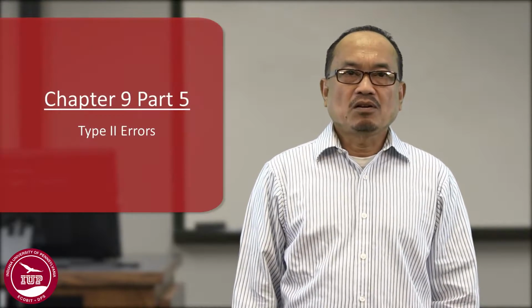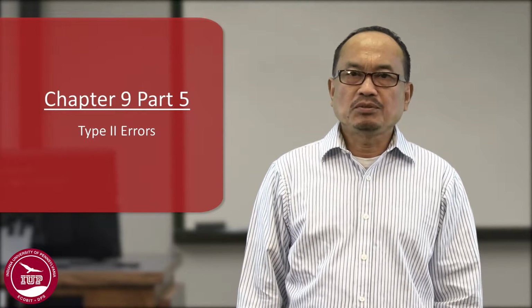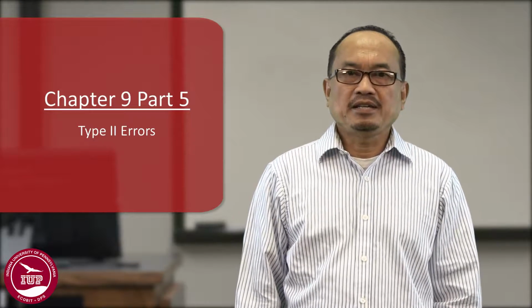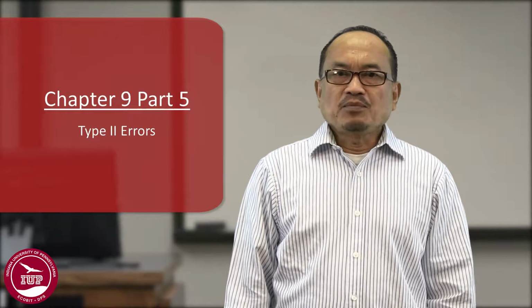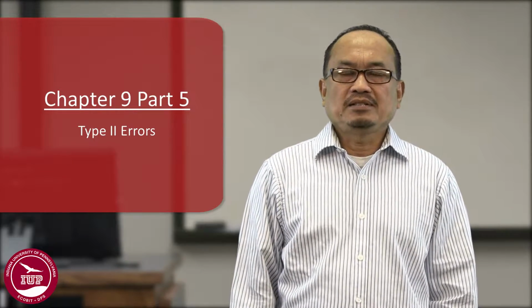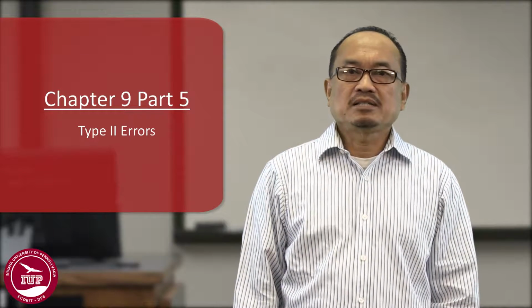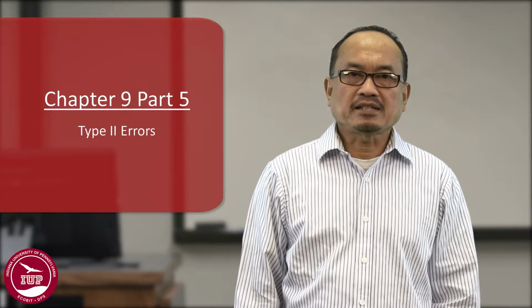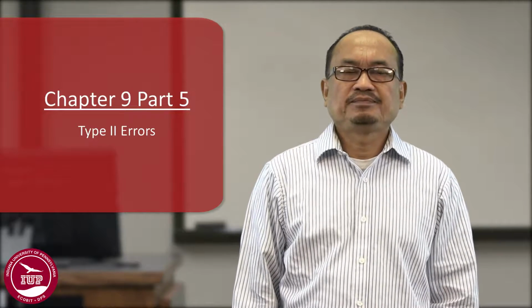Section 9.5, Type 2 Errors. Recall that a type 1 error occurs when the null hypothesis is true and our sample mean or proportion falls into the reject the null hypothesis region. The probability of type 1 error is known as alpha. We can also experience a type 2 error, which occurs when the null hypothesis is really false and we fail to reject it. The probability of type 2 errors is known as beta.